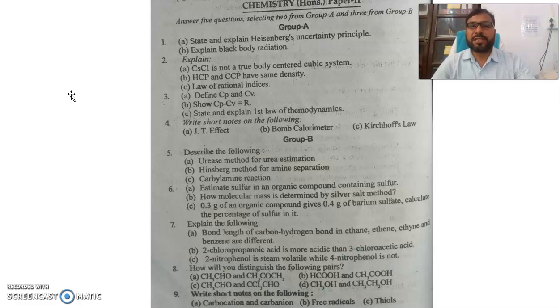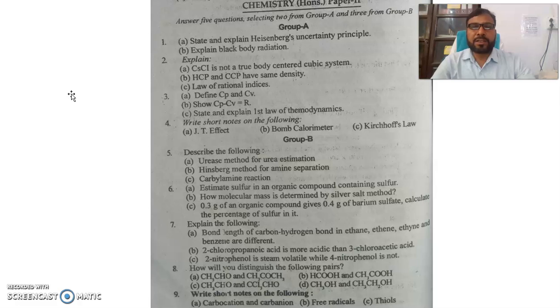Group A: state and explain Heisenberg uncertainty principle. Explain black body radiations. Second question, explain: cesium chloride is not a true body centered cubic system; HCP and CCP have the same density. Here HCP is hexagonal close packing and CCP is cubic close packing. Law of rational indices.